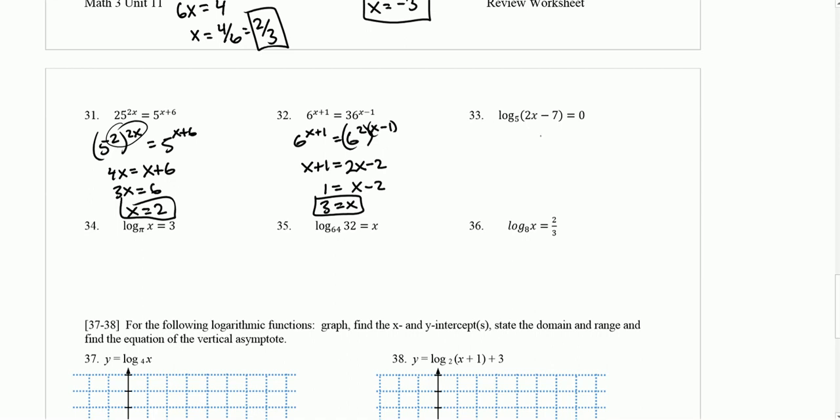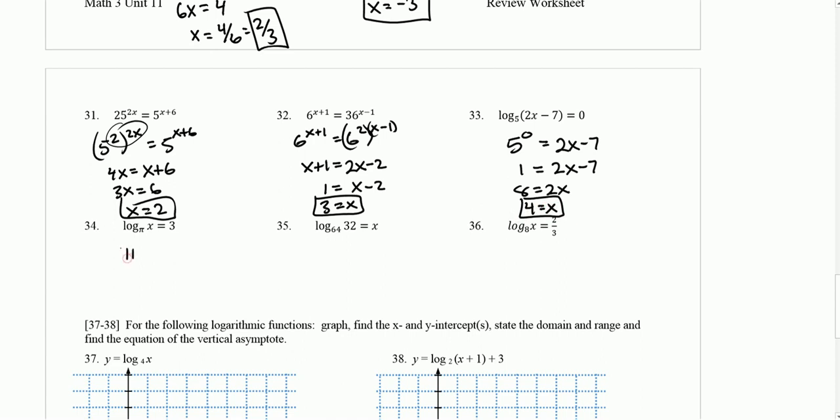Number 33, I'm going to change it out of log form into exponential form. So 5 to the power of 0 is equal to 2x minus 7. 5 to the power of 0 is 1. Add 7 to both sides. Divide by 2. And you get x is 4.